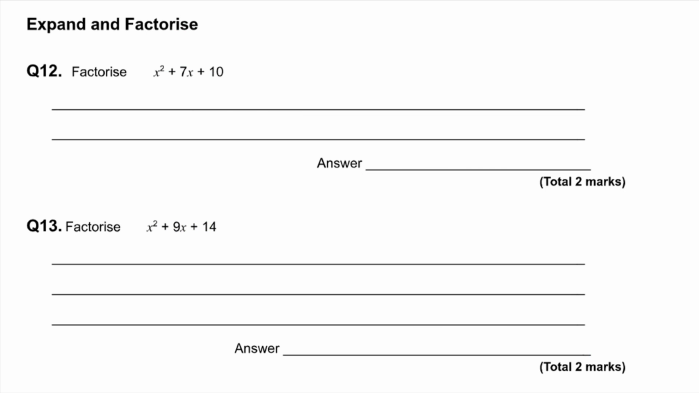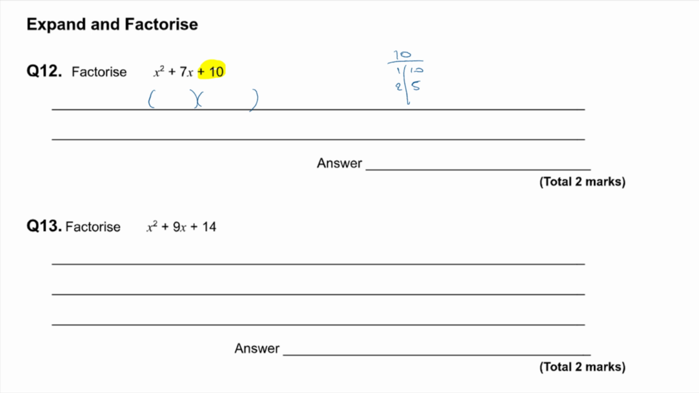Next up, expand and factorise, like putting brackets in, taking brackets out, that sort of thing. So first up, I've got factorise x squared plus 7x plus 10. This is a quadratic. Quadratics always factorise into two brackets like this. Now to work out the contents of the brackets, I normally start with the bit on the end and think about the factor pairs of that number. So what are the factor pairs of 10? I've got 1 and 10, 2 and 5, not a lot of choices there.